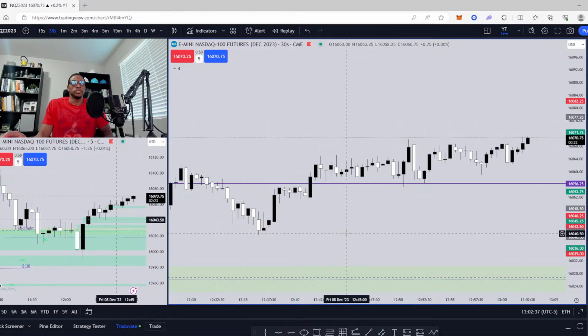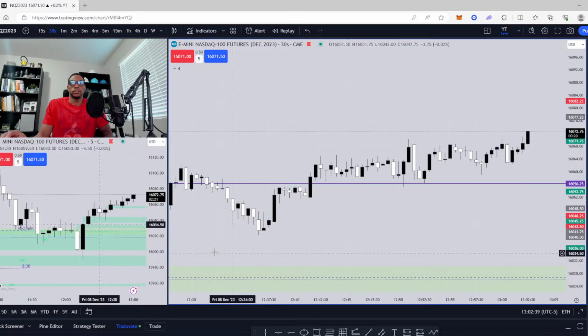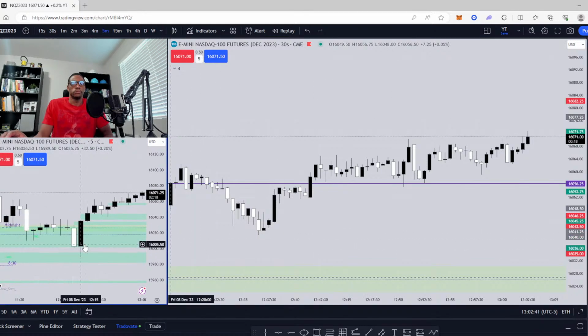I'm looking back just to see what happened during the lunch hour. Looks like we had a pretty sizable retracement down to 15,990, and then a buy up out of that. We're now up to 16,070.